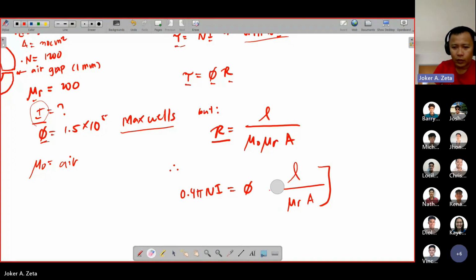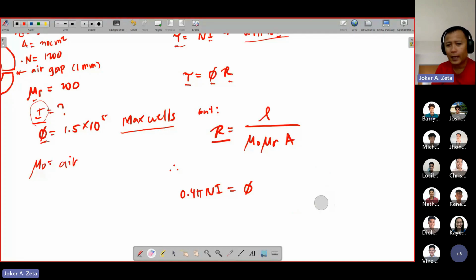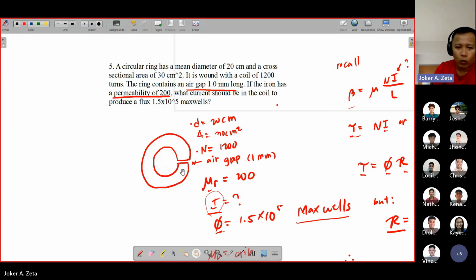So we cannot just directly use this. Take note, if it were a whole ring, there would be only one reluctance. But is it just one reluctance? The answer is yes, it is not just one reluctance, because the reluctance of the iron in your ring is different from the reluctance of your air gap.